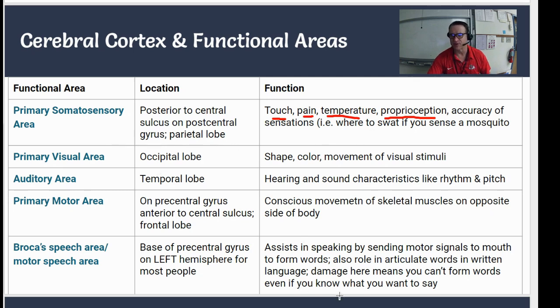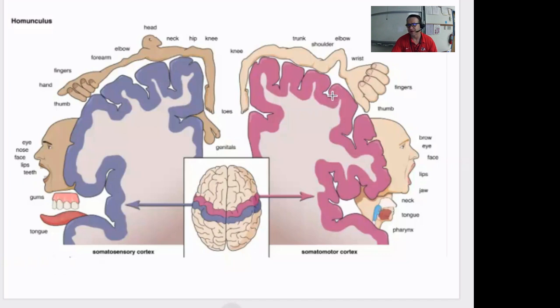And I'm going to show you one more thing before I move on. There are different regions. In the somatosensory area, different spots are devoted to different parts of the body. Let me show you something real quick. This kind of weird diagram right here is called a homunculus for the somatosensory cortex. It's like a map.